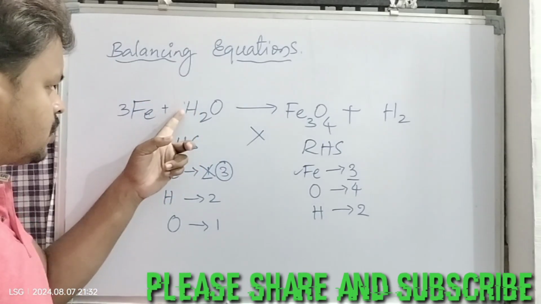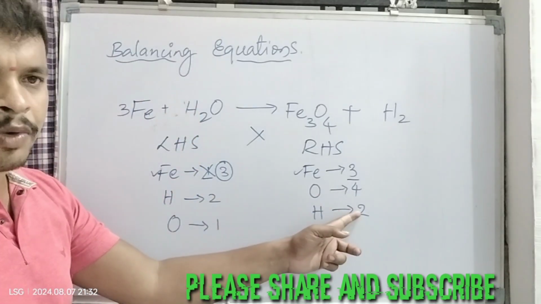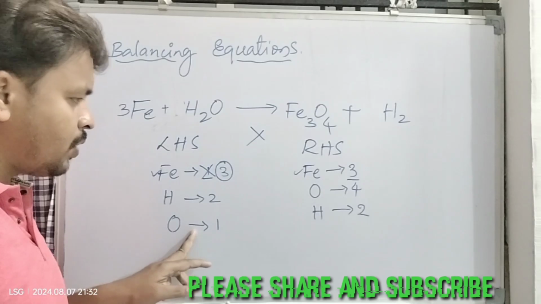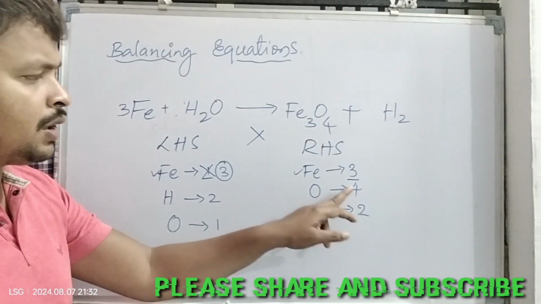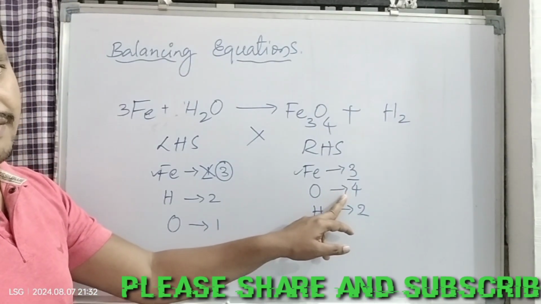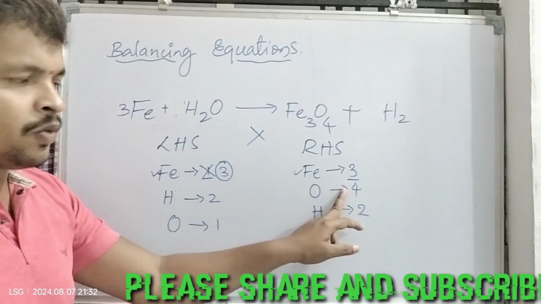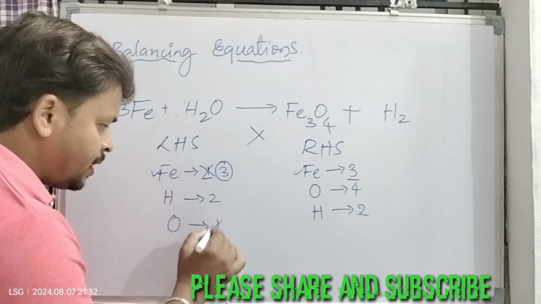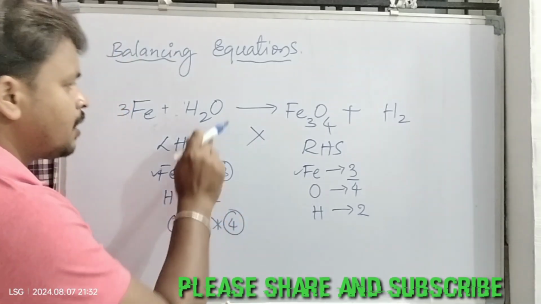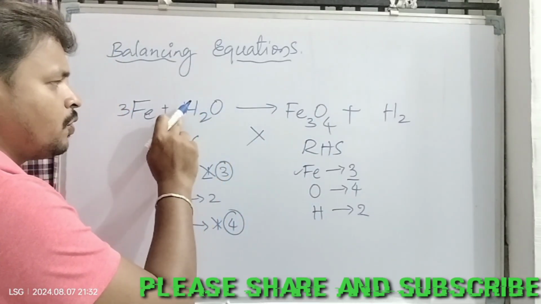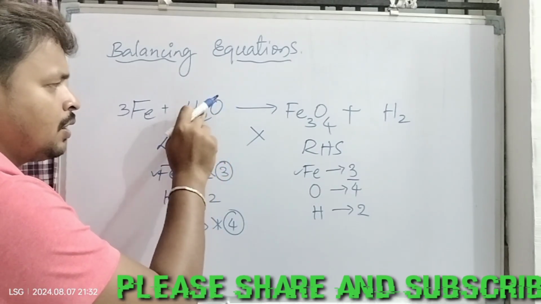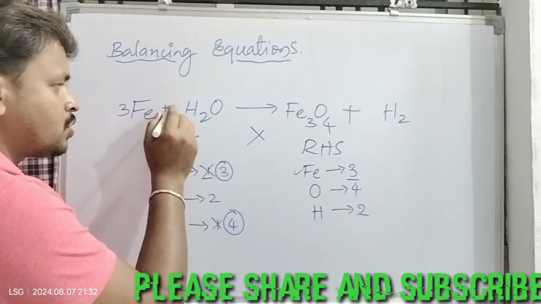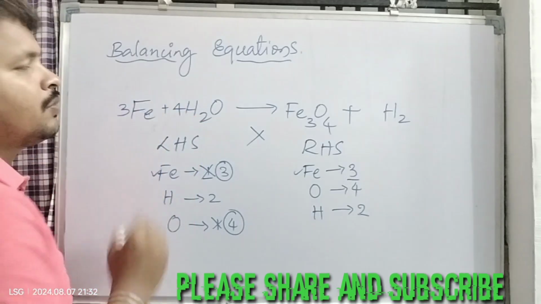Here hydrogen 2 are there, here also 2, no problem. Oxygen: here 1 is there, here 4 oxygen atoms are there. Oxygen must be balanced. Here 1, here 4. Now what to be done? Here also it should be made 4. We are not supposed to write in between the elements either. Here you must write 4.